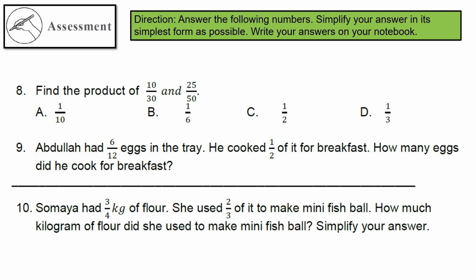He cooked 1/2 of it for breakfast. How many eggs did he cook for breakfast? Number 10, Somaya had 3/4 kilogram of flour. She used 2/3 of it to make mini fish ball. How much kilogram of flour did she use to make mini fish ball? Simplify your answer. I will give you time to answer now. Go back to your module and try to answer everything.